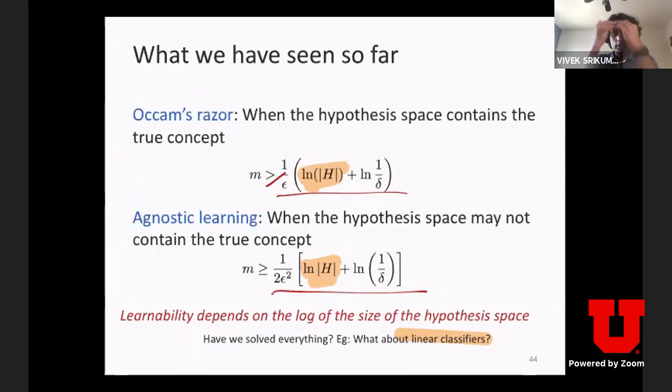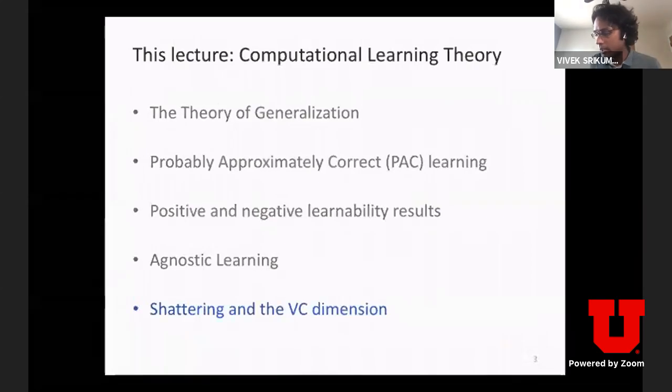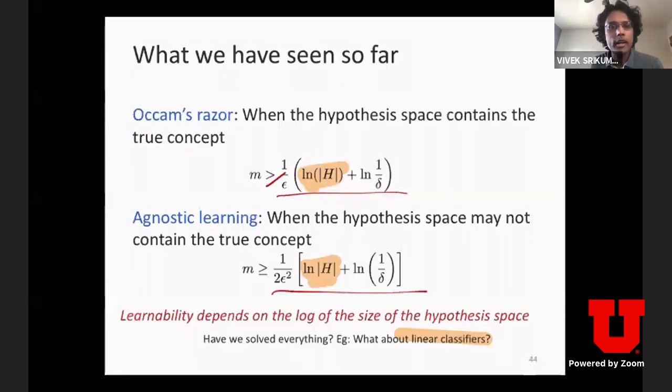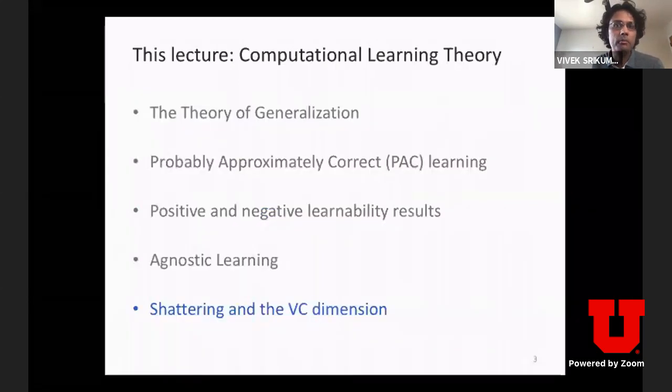So the problem is we don't have any way of handling things like linear classifiers in this theory. So we need to essentially grow our theory, and that's what we're going to do. We're going to now look at this new idea called shattering and talk about how this gives us the definition of something called VC dimension. And finally, I'll present analogs of these two kinds of results, but that use the VC dimension of a hypothesis class. Let's get started.